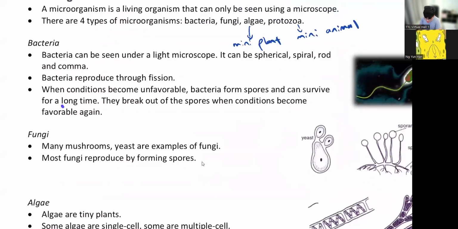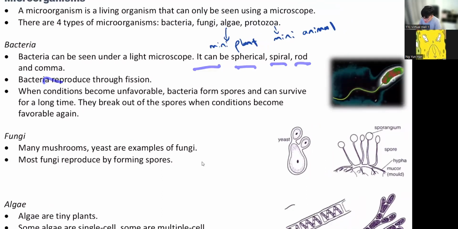Right? So let's look at bacteria first. Bacteria can be seen under a light microscope. They are big enough to be seen, not that big though. They're small, but compared to virus, you might say, sir, what is virus? I'll talk about virus later. They can be spherical, spiral, rod, and comma. That means they can look round, spiral, long, or like a comma.